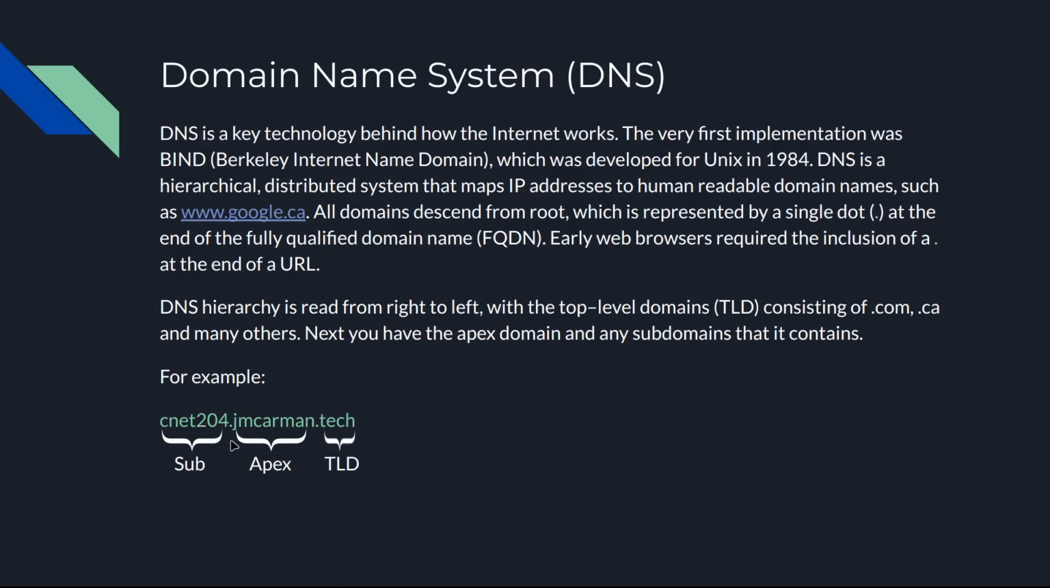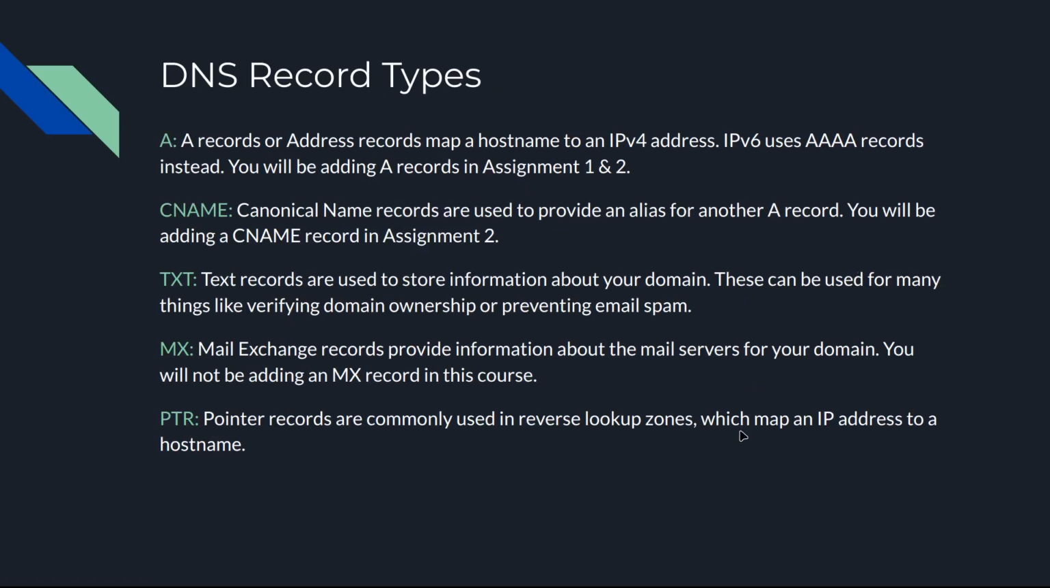So I've got an example here. I swiped these from another course, cnet204.jmcarmen.tech, right? .tech is the top-level domain. There's an invisible dot there, right? We don't see it, but it's actually there in the records. jmcarmen, that's the apex domain, and cnet204, in this case, is the subdomain. That's the course I stole these from at Centennial.